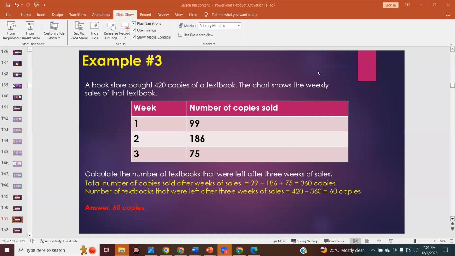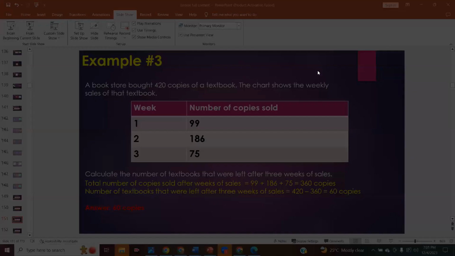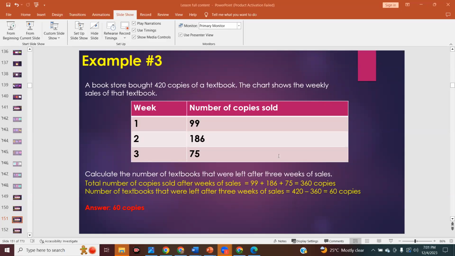All right, for those persons who need the photos of the work, I'm going to post inside the chat. That's example three. Example two is this one. Example one is that.